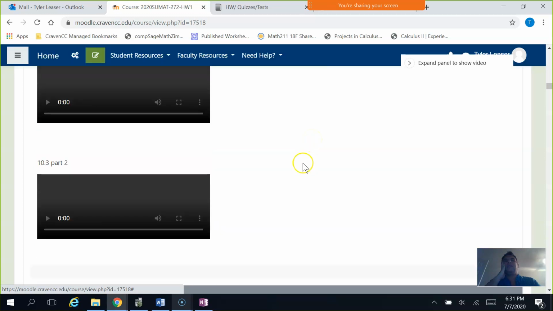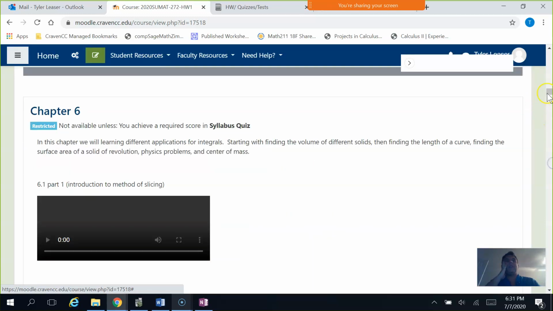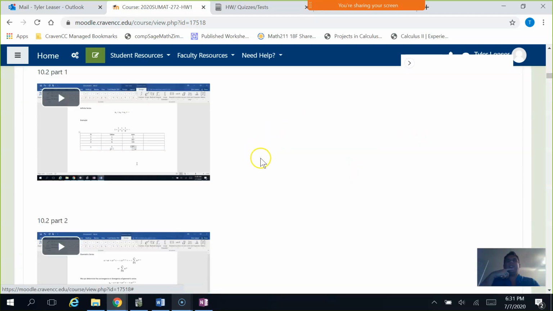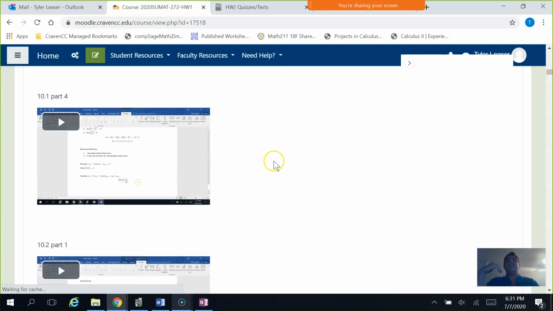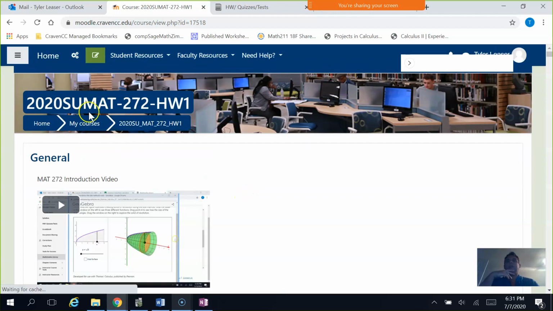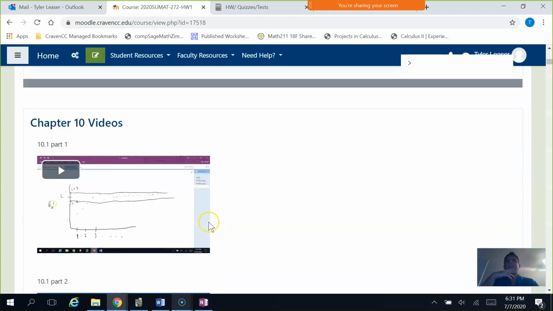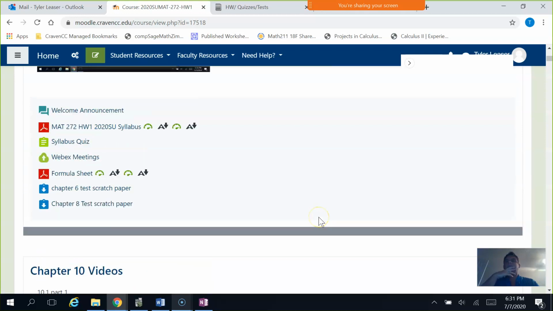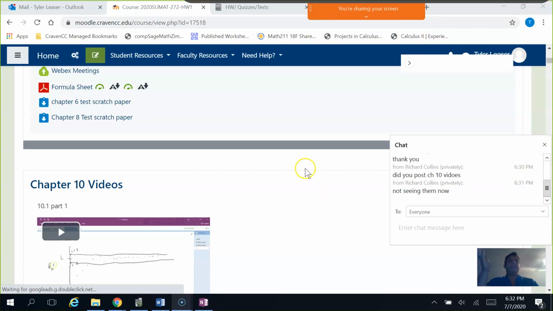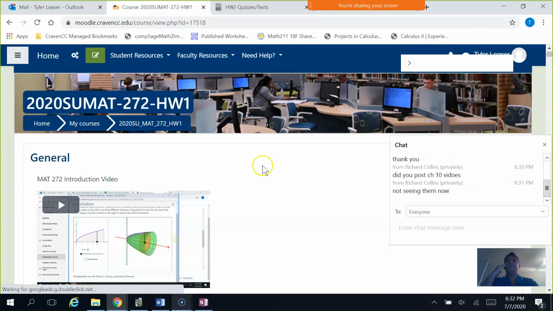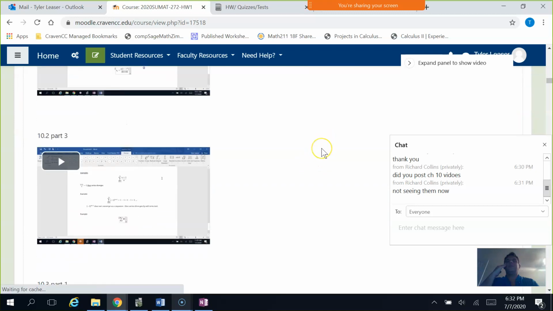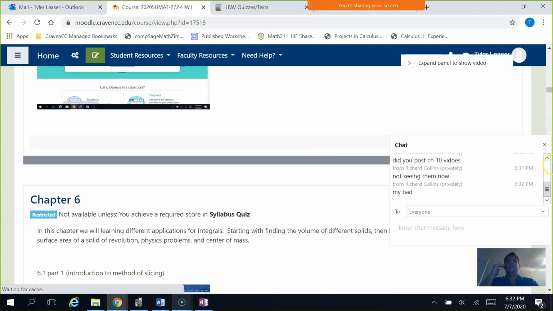10.1, 2, 3. Yeah, they look like they're there to me, Richard. Oh, I did move them to the top. And that was very selfish, just because I was tired of scrolling all the way down through all those other videos to get to the chapter 10 stuff. So I moved the chapter 10 videos to the top of the Moodle page. So maybe that's why you're not seeing them. If they're still not showing up, though, let me know, because then I'm going to worry. You got them. Okay, cool.